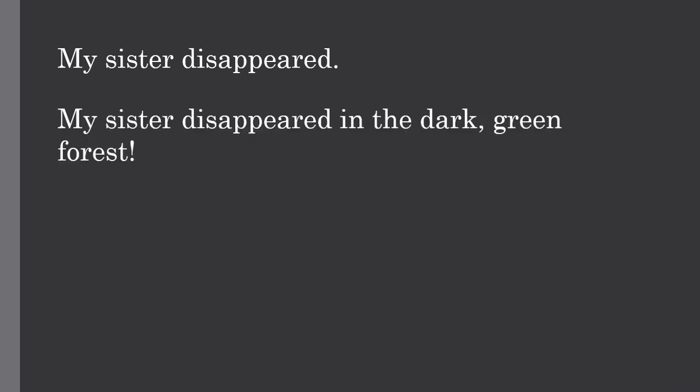My sister disappeared in the dark green forest. Can you see what I've done there? I've added an expanded noun phrase to make this sentence more interesting and give the reader some more information. So now we know where my sister has disappeared. And I've also put an exclamation mark on the end to make it more dramatic. So we can add an expanded noun phrase. Let's look at a second example.